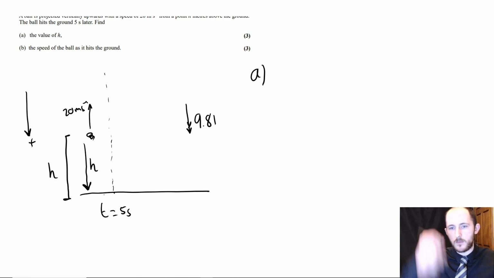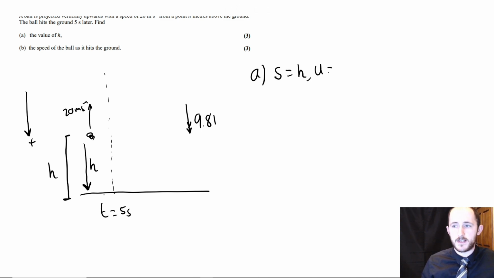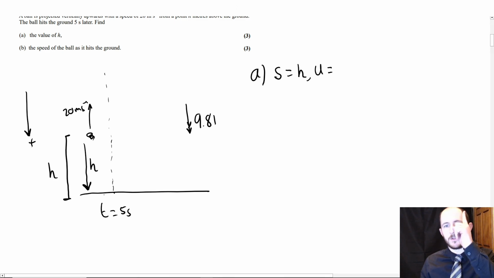So if I'm taking downwards as positive, my s is positive and it's just equal to h. My initial velocity is going upwards, so it's minus 20, because again, I'm taking downwards as positive. So if you were to take upwards as positive, u would be positive, and h would be negative.